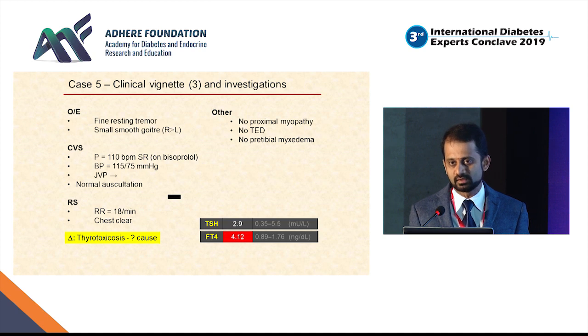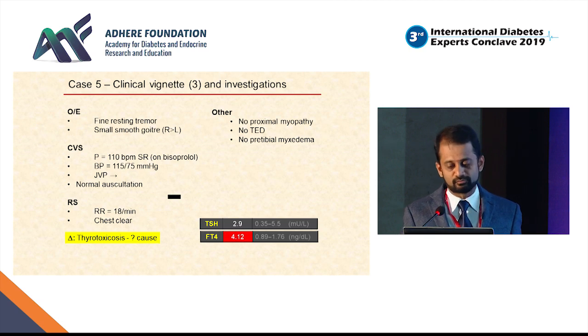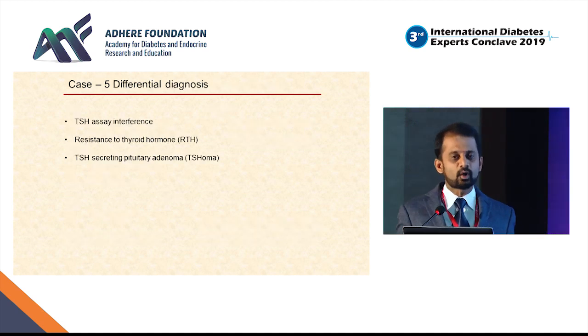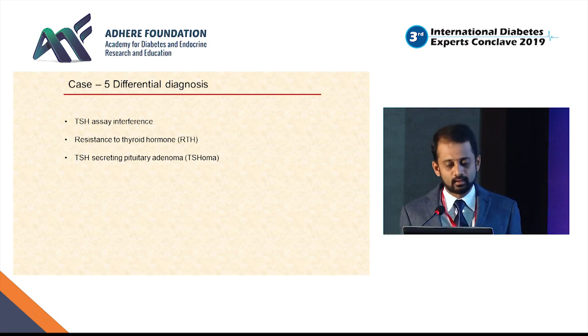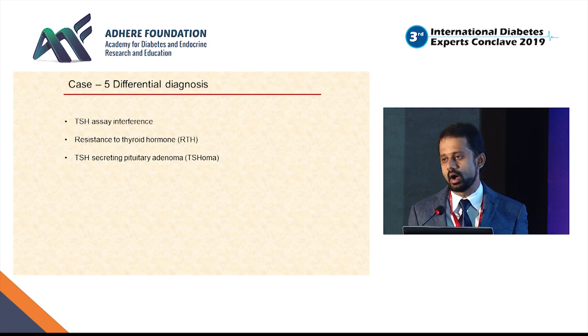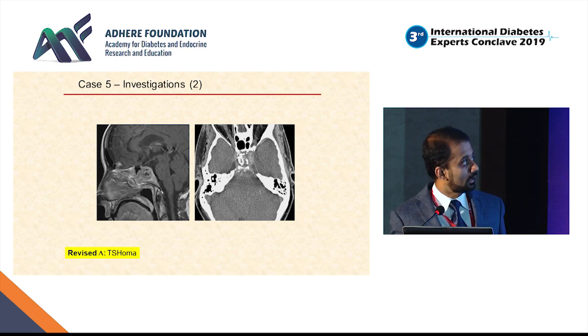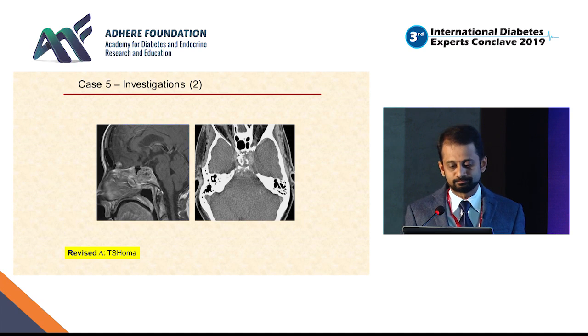TSH is normal, but the patient is thyrotoxic. What would you like to know? Yes, free T4, and that is elevated. Now, possible diagnosis? These are the possible diagnoses: TSH assay interference, resistance to thyroid hormone, possibly the family was operated on wrongly, and then the TSHoma, which is a TSH-secreting pituitary tumor. So that is the CT you wanted, and it shows a TSHoma.